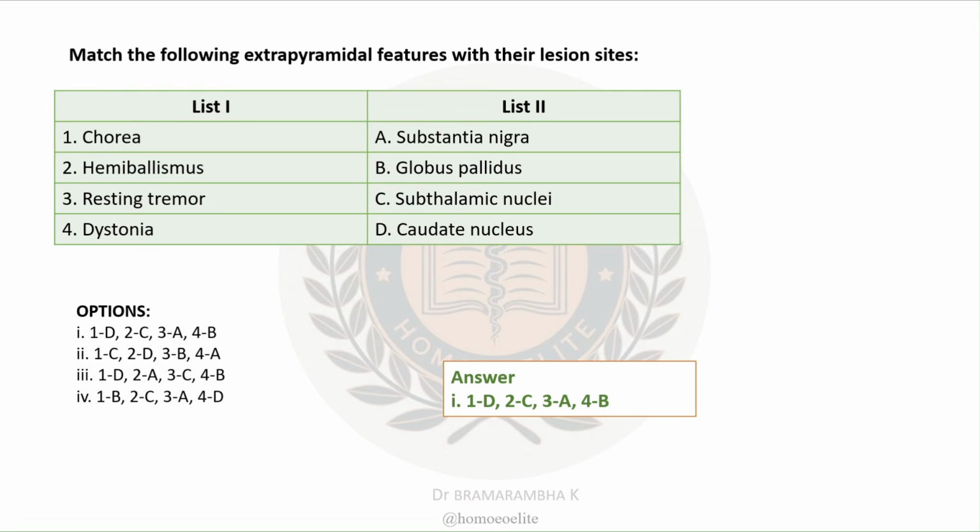Chorea is related to the caudate nucleus. Hemiballismus is related to the subthalamic nuclei. Resting tremor is related to the substantia nigra. Dystonia is related to the globus pallidus. In neurology, if you know what structure in the brain does what function, it will help you in solving the MCQs, and it makes it much easier, I can say.